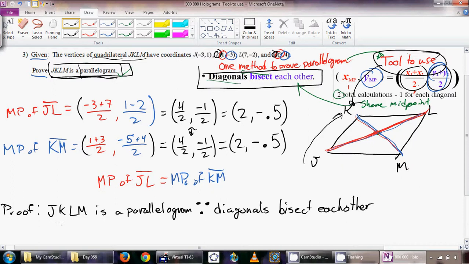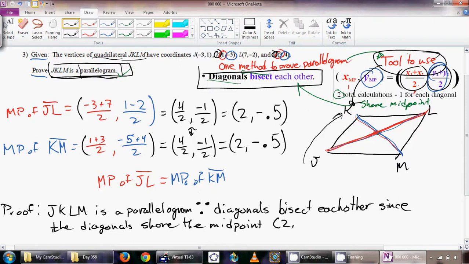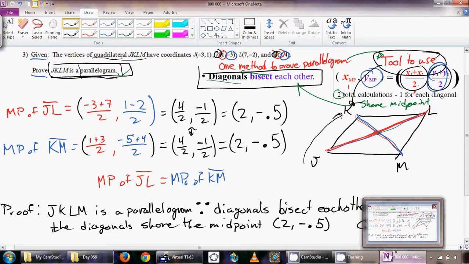So JKLM is a parallelogram because its diagonals bisect each other, since the diagonals share the midpoint. We're going to say it, 2 comma minus 0.5, and QED. That's just a fancy way to end a proof. Quod erat demonstrandum, Latin for what was set out to be demonstrated. Awesome.